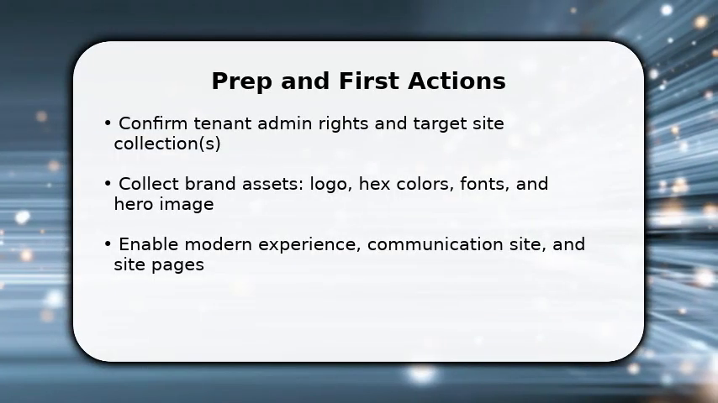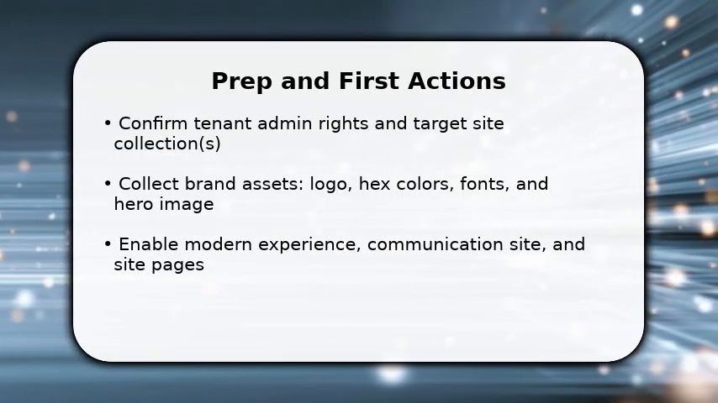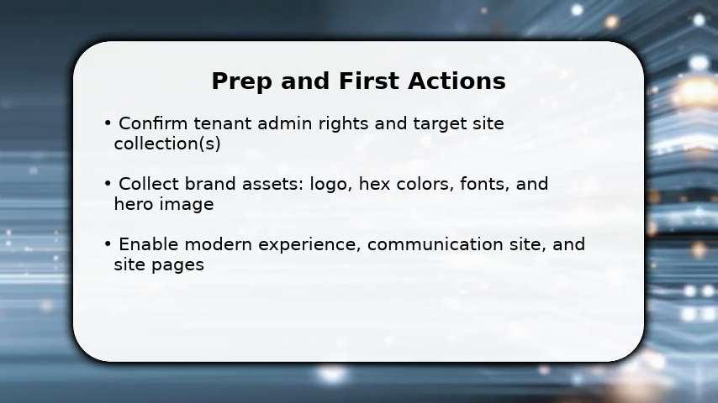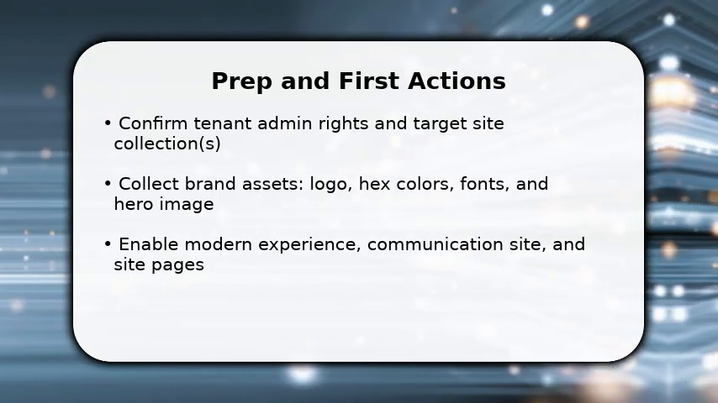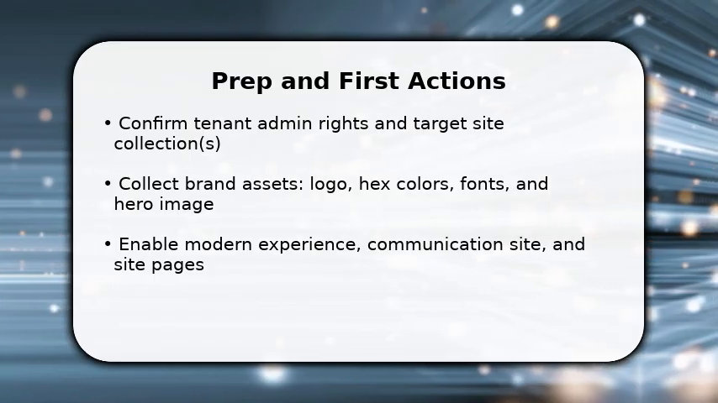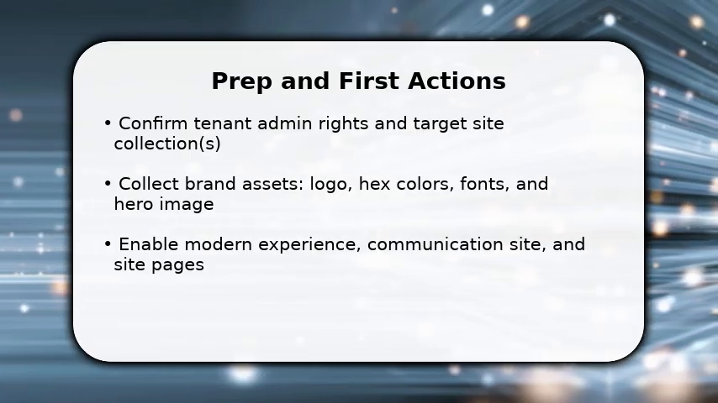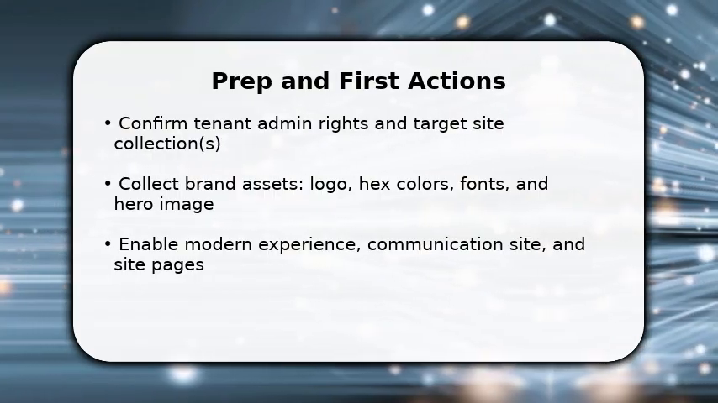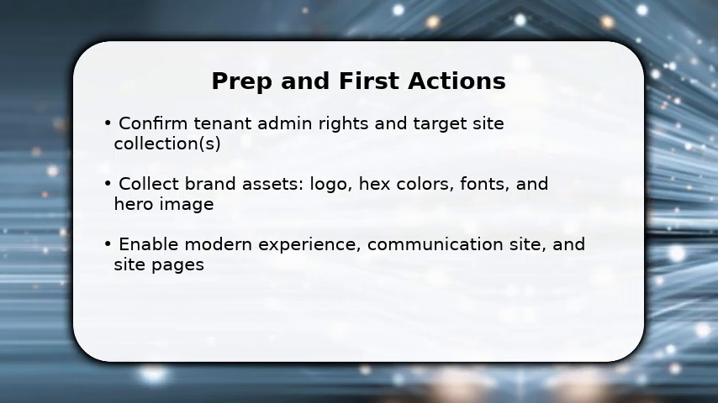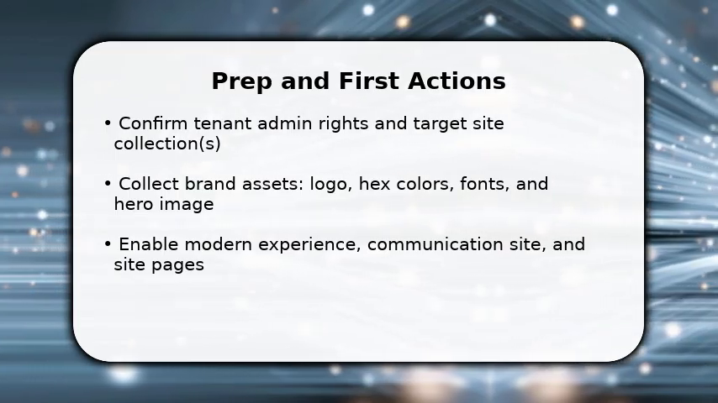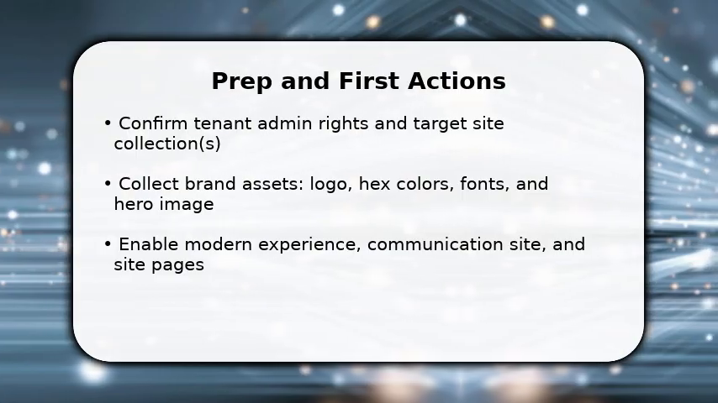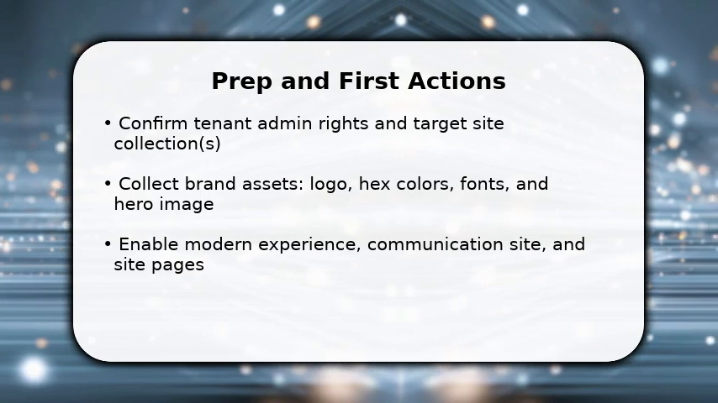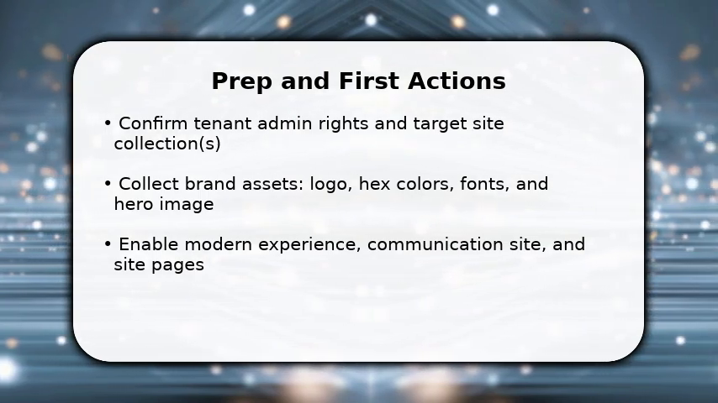You start by securing admin permissions and picking the exact site you'll update. Without that, you can't change themes or layouts. Once done, gather your logo, hex color codes, preferred web fonts, and a high-quality hero image so styling decisions are fast. Then enable the modern experience and convert or create a communication site and site pages. This unlocks theming, sections, and web parts. Make sure to back up current home page before edits so you can revert if needed.